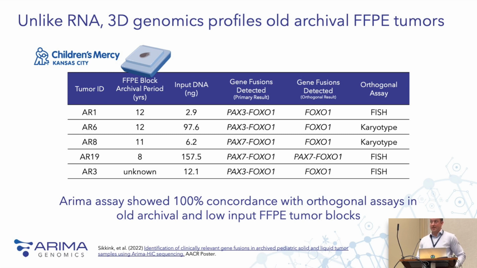And we presented this at AACR this past year, a collaboration with Children's Mercy Hospital on 5 of these alveolar rhabdomyosarcoma tumors that are archived between 8 and 12 years. Also wanted to point out the amount of DNA that we were able to extract from them and put into our prep was very low. In all cases, we found the fusion and the partner, which is either PAX3 or PAX7, whereas the orthogonal method, whether it be break apart FISH or fusion FISH or karyotyping, could usually only find the first partner here, which is FOXO1.